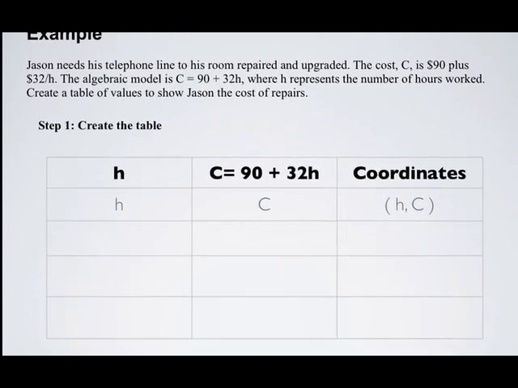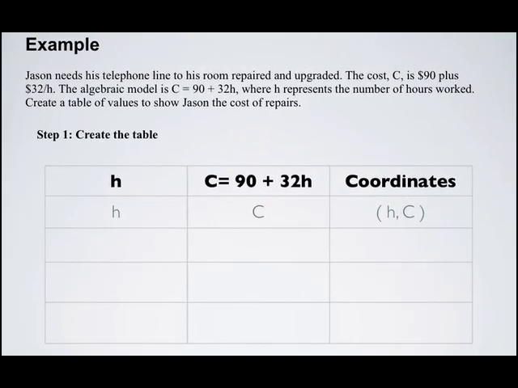Let's do an example here together. Jason needs his telephone line to his room repaired and upgraded. The cost, C, is $90 plus $32 an hour. The algebraic model is C equals 90 plus 32H, where H represents the number of hours worked. Create a table of values to show Jason the cost of the repairs.